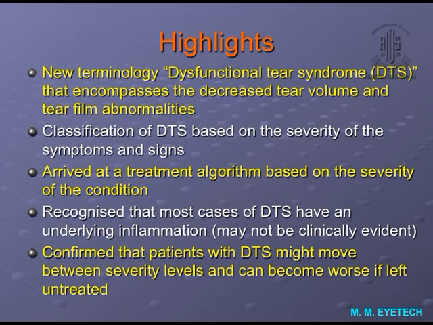Now, in this new terminology, or the new definition, the dysfunctional tear syndrome encompasses decreased tear volume and tear film abnormalities. The classification is based on the severity of the symptoms and signs, and a treatment algorithm is then based on the severity and the symptoms and signs. It's recognized that most cases of dysfunctional tear syndrome have an underlying inflammation, especially in the chronic phases, which may not necessarily be clinically evident.